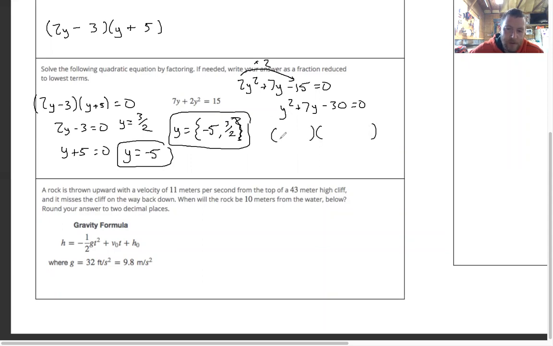This is y squared, so it's y and y. Then you look at two numbers that multiply up to negative 30 and add up to 7. Well, that's positive 10 and minus 3.